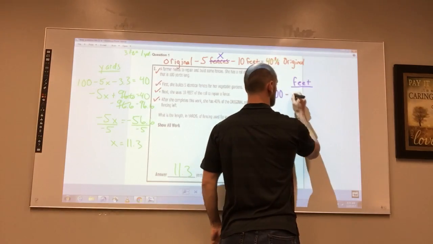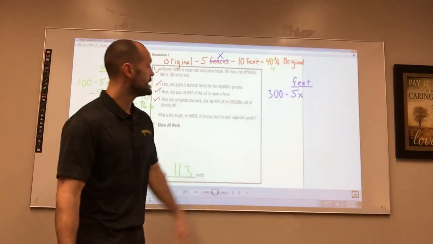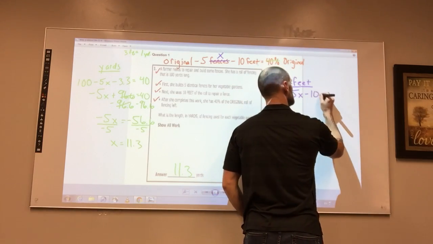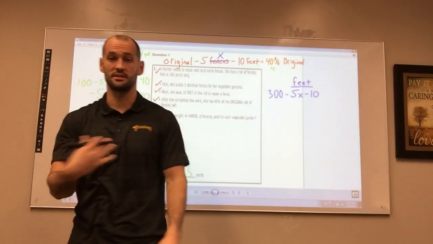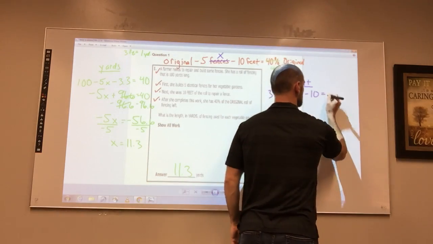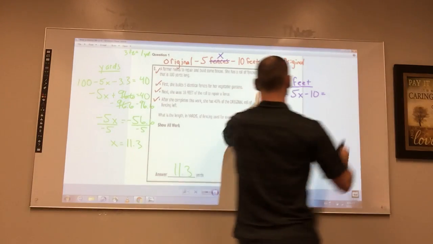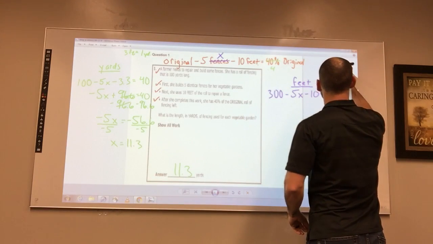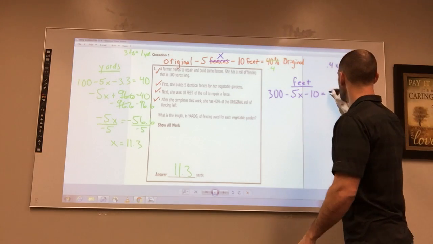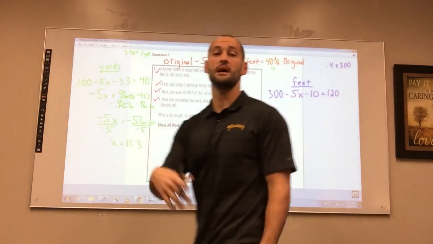Minus, we're still 5 fences. Still 5 fences. And hey, we're dealing with feet, we don't have to change that 10. Many students prefer this one because it doesn't involve the decimals right away. But with 40% of your original, I would have to take 0.4 times 300. And you'll get 120. So that would have been your equation if you kept it in feet.